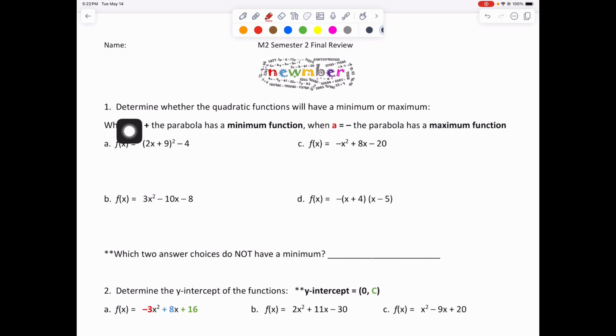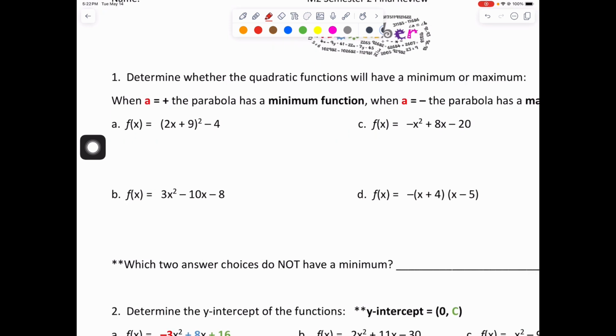Kicking it off with number 1, determine whether the quadratic functions will have a minimum or maximum. When a is positive, the parabola has a minimum. When a is negative, the parabola has a maximum. It's simply just identifying the a for these.